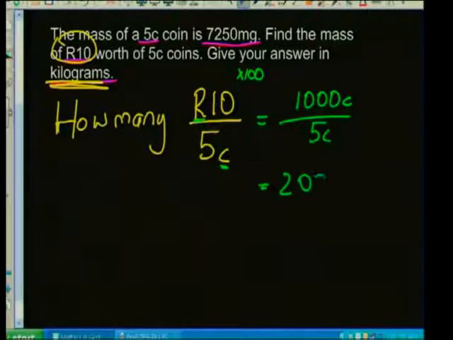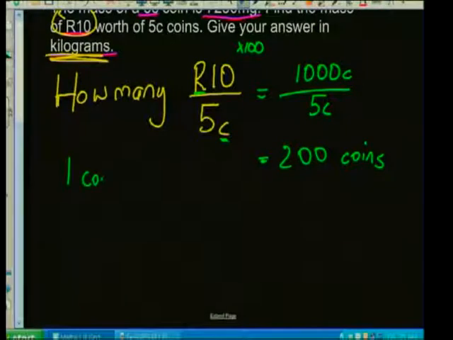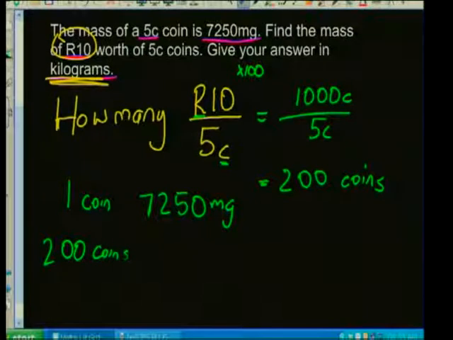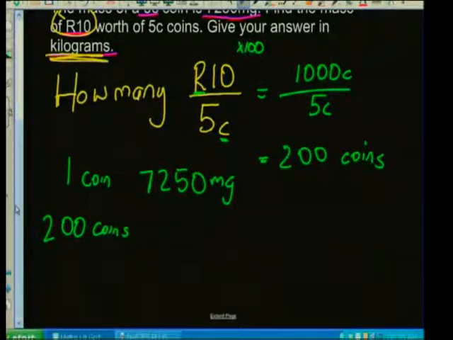We had 200 coins, 5-cent pieces. Now we want to know how much they weigh. So I know, and this is a little bit of a ratio, I know that 1 coin weighs 7,250 milligrams. I want to know what 200 coins weighs. And can you see the way I've written it? It actually looks like a ratio. So what I'm looking at, what did I do from 1 to get to 200? I times by 200. So I'm going to do the same thing here. I'm going to times by 200.